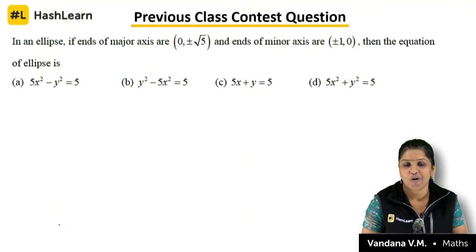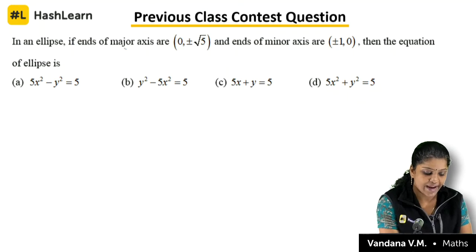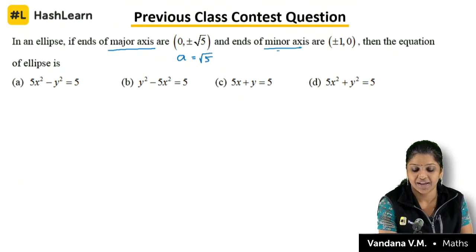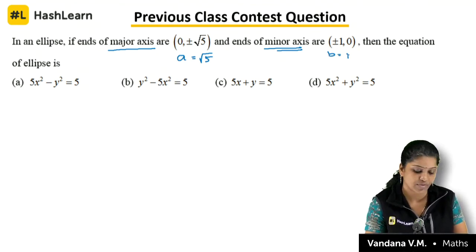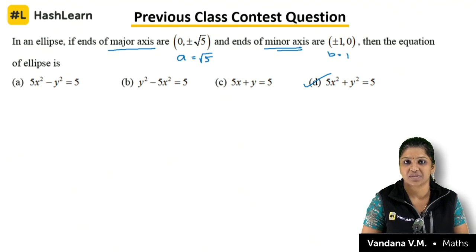Now, it's time for the contest. What I gave in the previous class contest question: if the ends of the major axis, that is, I gave the a value as root 5, minor axis, that is, I gave the b value as 1, then the equation of the ellipse. Unfortunately, there was no winner in that class. So, the answer for this question is option D. Children, please get ready for today's contest question. It is a very simple question. Here goes your question.